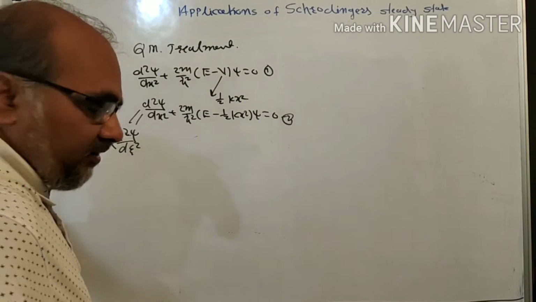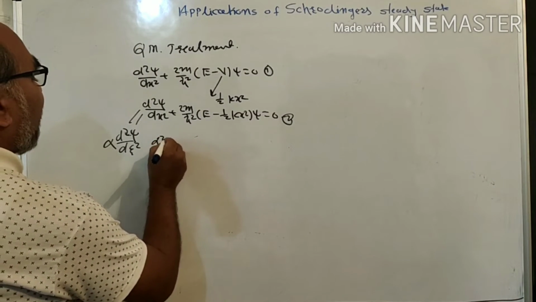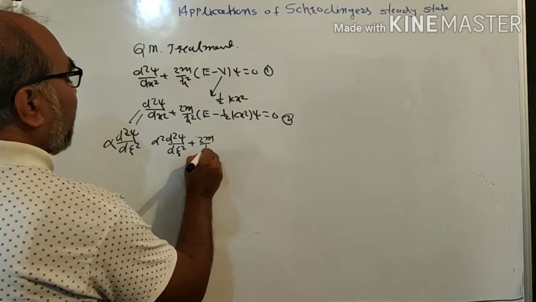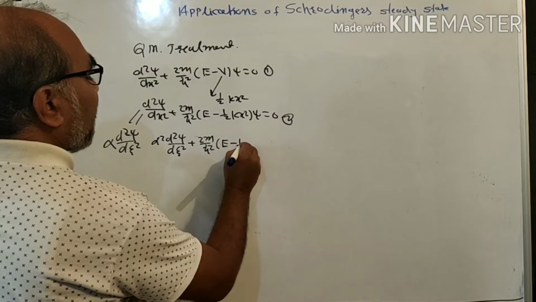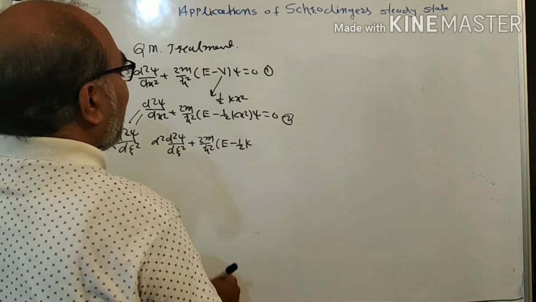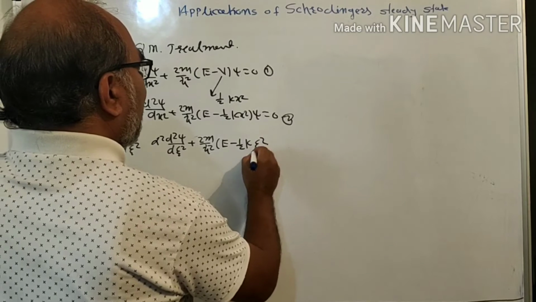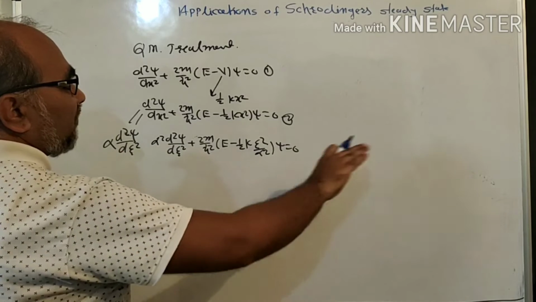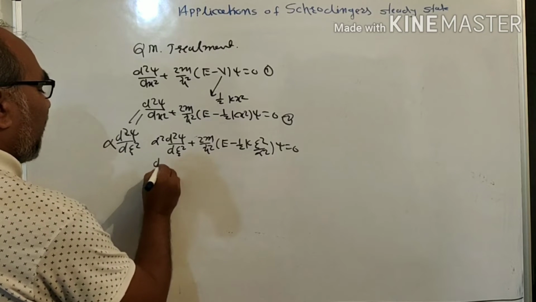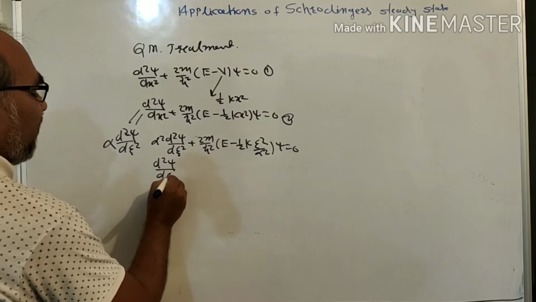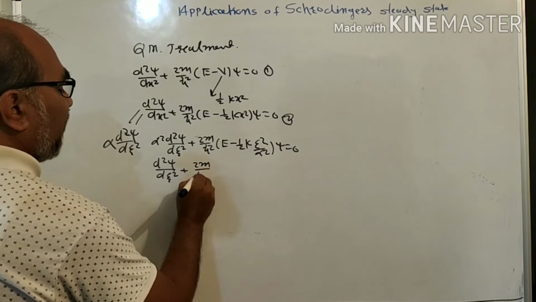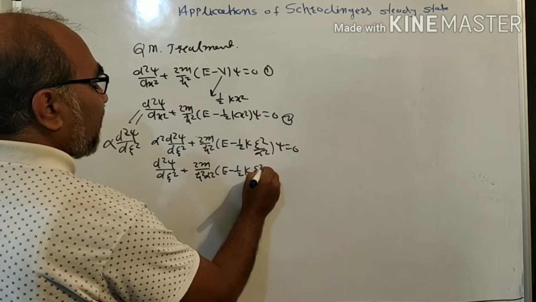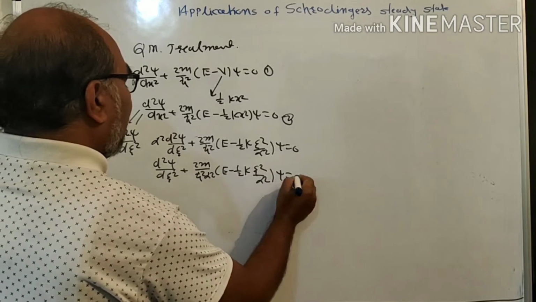Put this value here, and we get α² d²ψ/dζ² + (2m/ħ²)(E − (1/2)kx²)ψ = 0, and x² is nothing but ζ²/α². Now dividing throughout by α², we get d²ψ/dζ² + (2m/ħ²α²)(E − (1/2)kζ²/α²)ψ = 0.